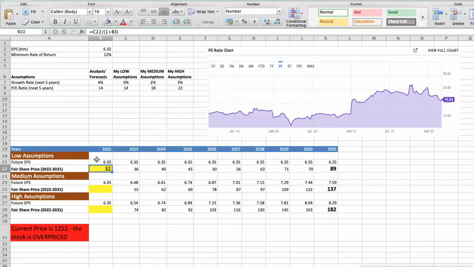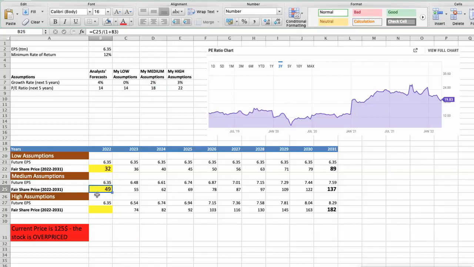Second scenario. IBM will have average performance in next 5 years, and we will use the following parameters in our calculation. Future growth rate would be average, 2%. Future P/E would be average, 18. In this case, the fair value of the stock today would be $49.